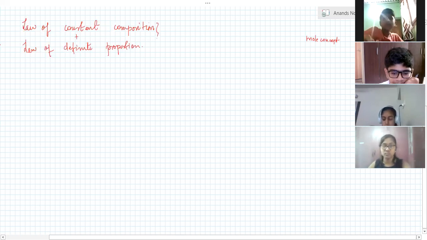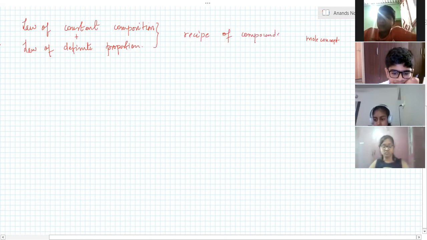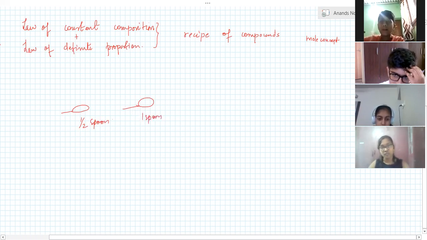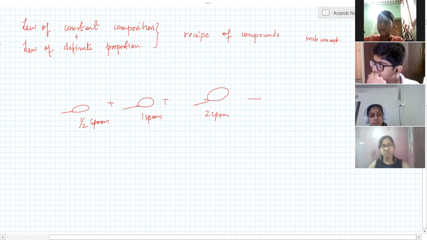What this means is this is the recipe of the compounds. For example, if you see any cookery channel on YouTube, they will start off by saying you have to take pepper so much, half a spoon. Then they'll say you have to take asafoetida, one spoon. Then they'll tell you to take red chilli, two spoons. And then if you do all these things, you get some masala powder, right?